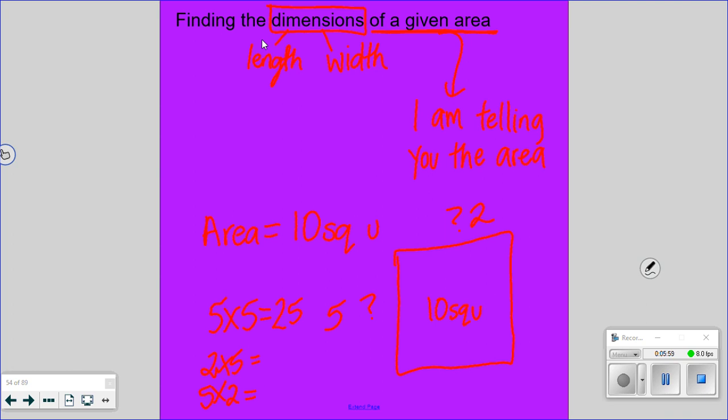Jordan, what do you got? 10. Did that work? Yeah! So my dimensions could be 5 units by 2 units.